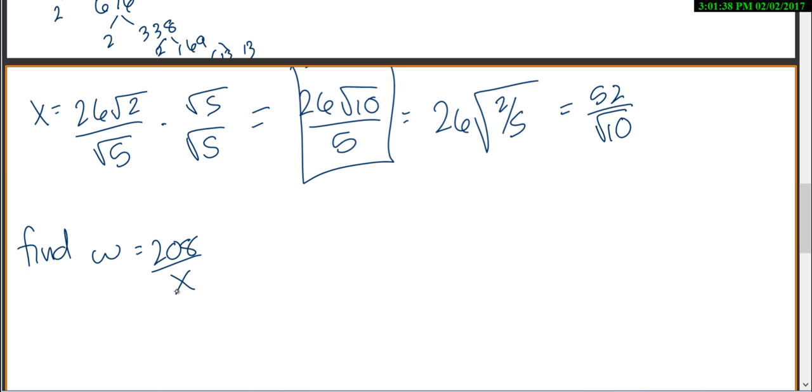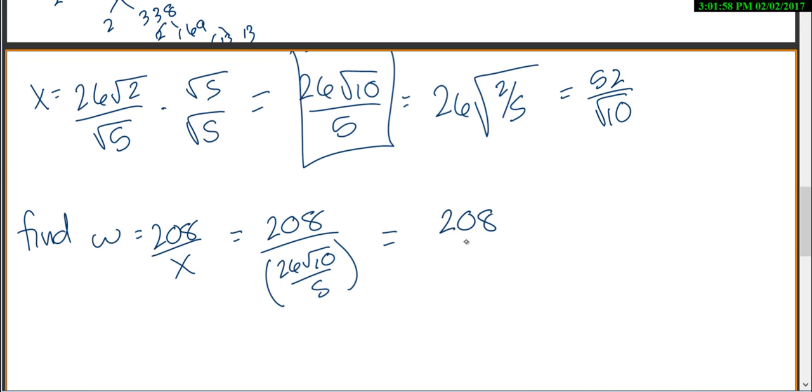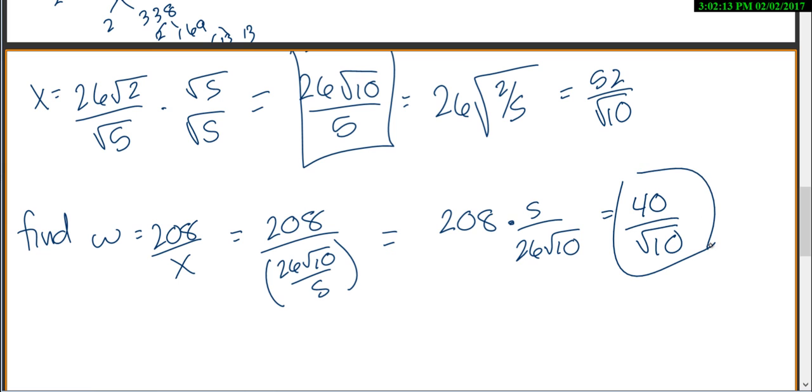Now this entire problem would have been much simpler if they just said, let us use decimals. Okay. Sorry that they didn't actually say that. So in our case, w is going to be 208 over our x value, which is 26 square roots of 10 over 5. Okay, let's see, this is a complex fraction, so this is like 208 times 5 over 26 square roots of 10. Let's see, 208 times 5 divided by 26 is just 40, so we have 40 over the square root of 10, and I think I would leave my answer there.